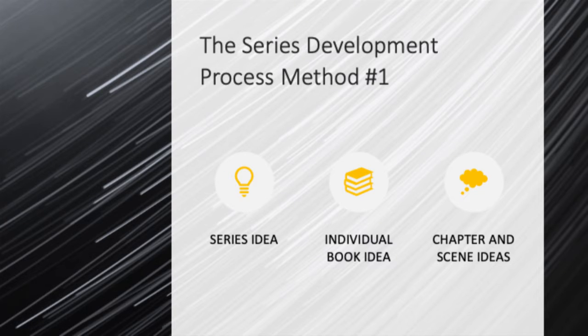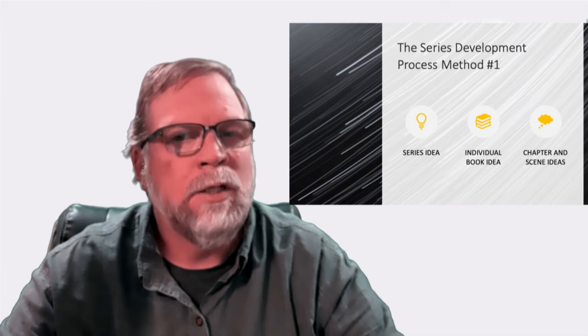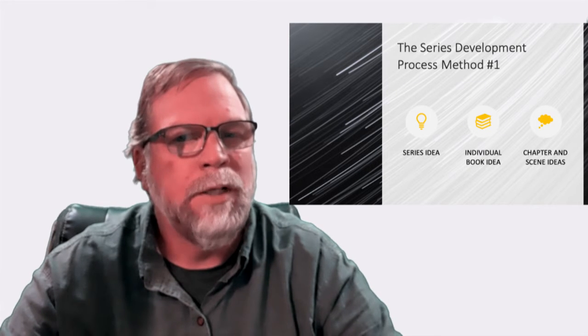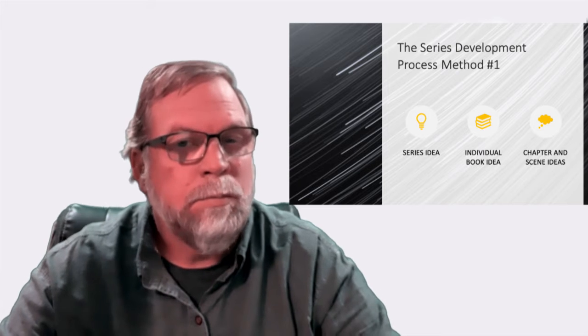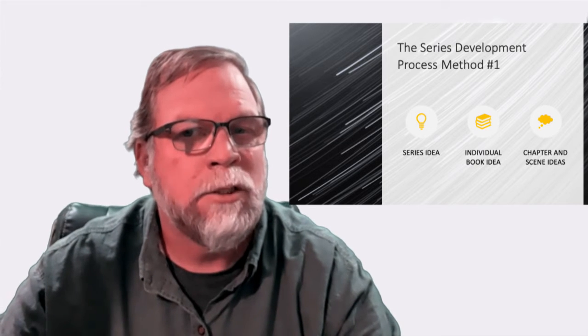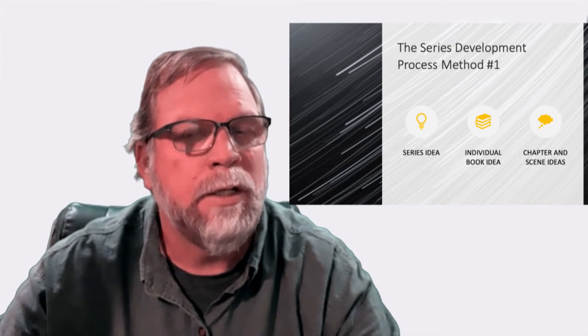So we talked in the first session about the series development process. The first method of doing that, basically my method of doing that, is as you go from the series idea to the individual book idea to the chapter and scene ideas. So we go from big ideas to small ideas. And that's the progression that we're going to make.